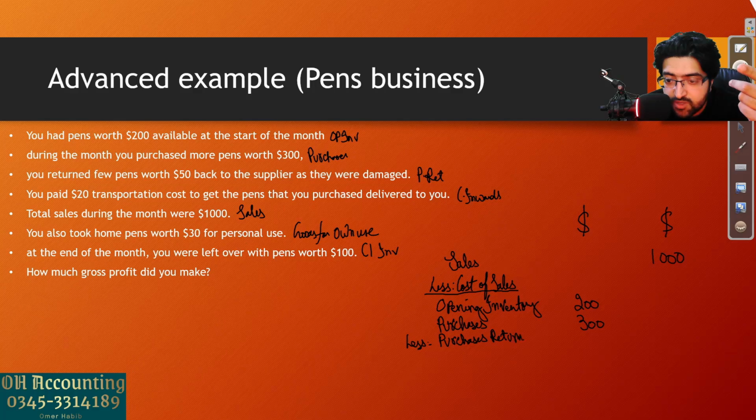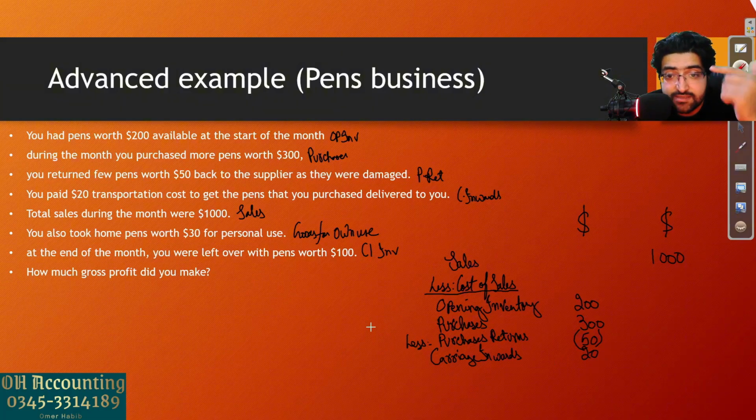Why will I remove these? Because when I'm returning goods back, they are no longer part of my cost of sales. I'm getting the money back. So 50, and make sure you put them in brackets. Brackets will show subtract, okay, minus. We cannot use minus sign in accounting statements, so we will have to use brackets. Okay, you paid $20 transportation cost, that is carriage inwards, which should be included in cost of sales because this is obviously the cost that you had to pay to bring these goods into the business.